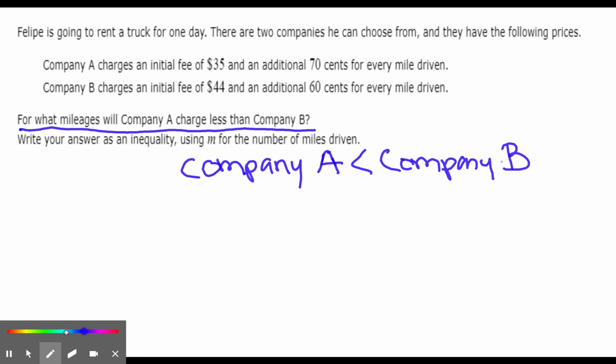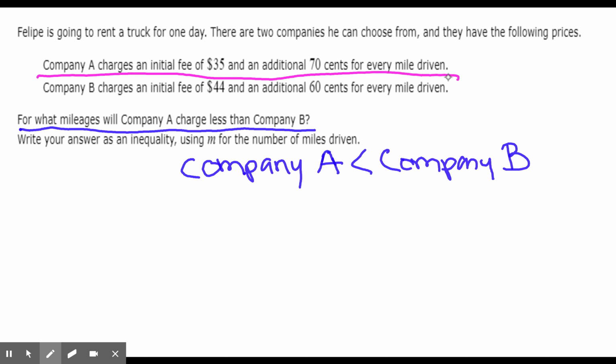All right, so let's start off with Company A. Company A charges an initial fee of $35 and an additional 70 cents for every mile driven. Okay, so their rate starts off at $35 and an additional 70 cents for every mile driven.